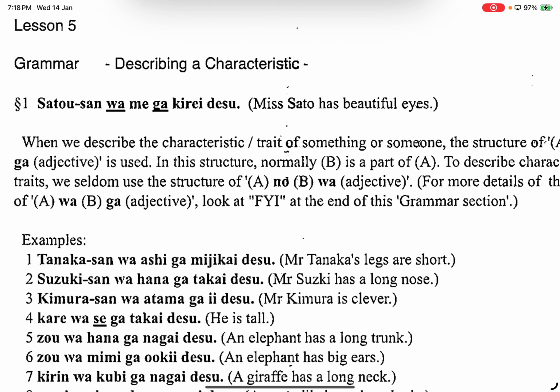So these two particles, they have their own purpose. The wa, as I told you all the time, it represents the subject particle. So subject particle means it introduces the main character in this sentence. Right? Who is this sentence about? What is this sentence about? Right? For example, 机は高いです. That means the table is expensive. Right? So I can use wa. 机は高いです. That means I'm talking about the table, it is expensive. Right? About the table is expensive.